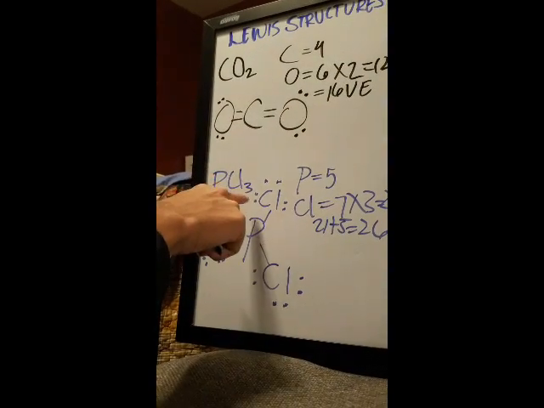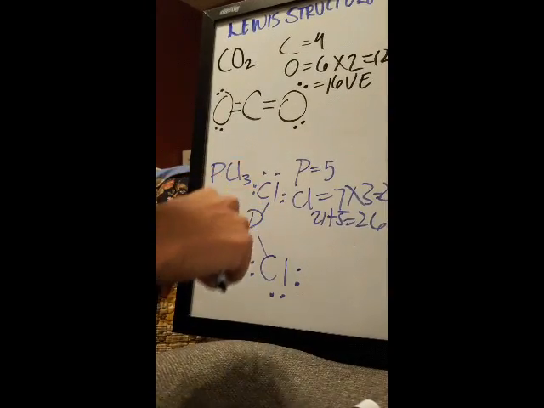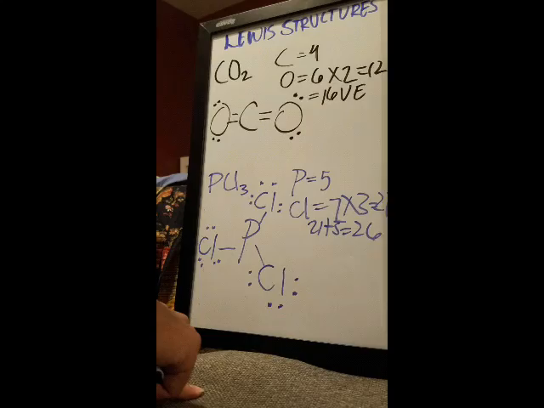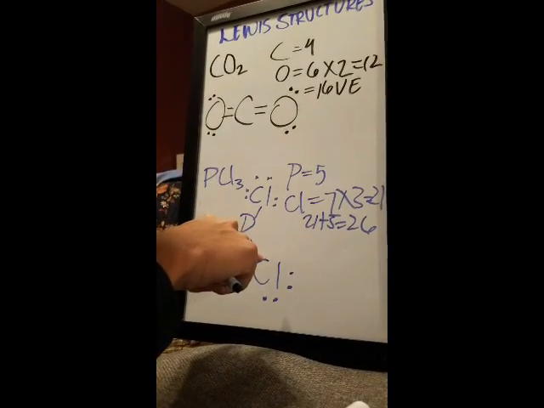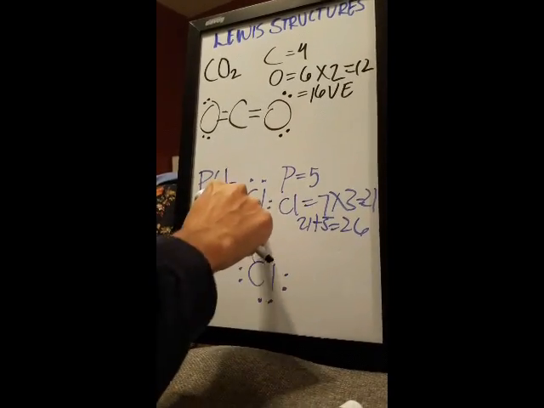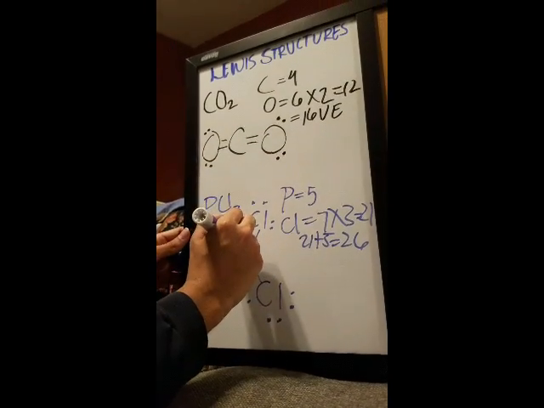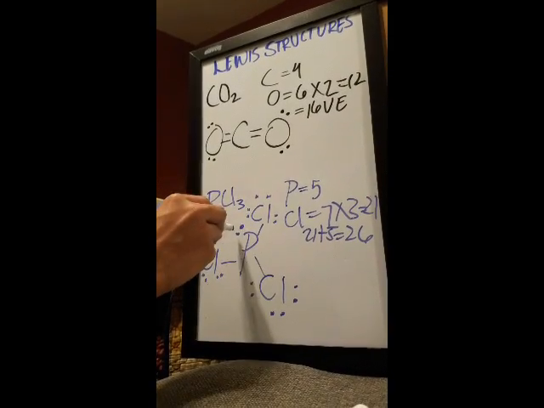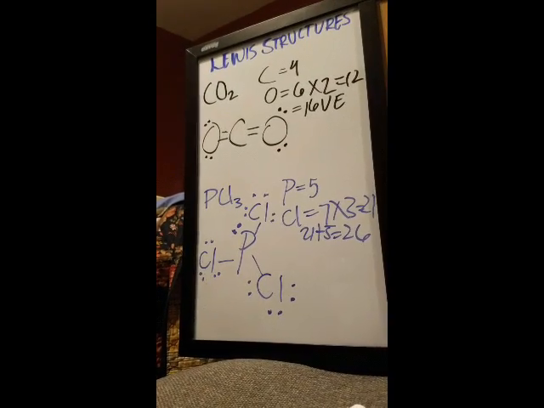So far we have used up... sorry, let me count that again. So far we have used up 24 valence electrons: 6, 12, 18, 24. So now we have 2 left. And those go to phosphorus because phosphorus has only used 1, 2, and 3 valence electrons. So we just add 2 more, 1 more unshared pair. So that's the Lewis structure for PCl3.